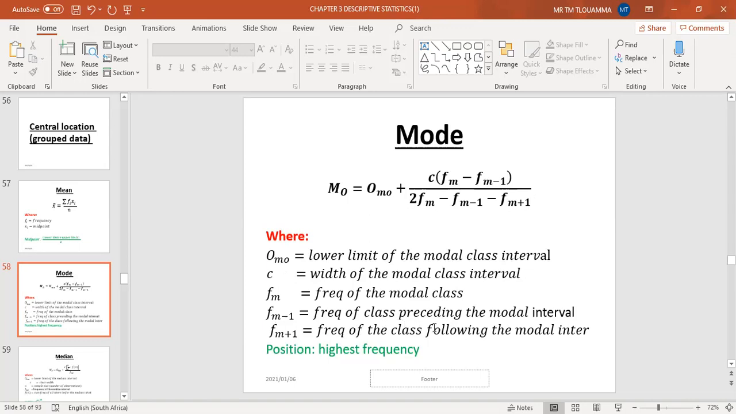Fm plus 1 is the frequency of the class following the modal interval. Our modal interval, we said, is at the frequency of 10. Then let's say for example we assume that the next frequency is 3, then the last frequency is 1. So the next frequency, which is the frequency of the class following the modal class, which is Fm plus 1, after 10, is going to be 3.